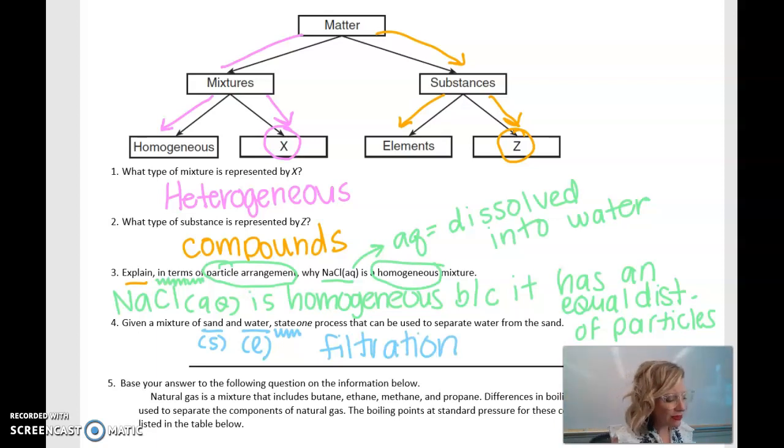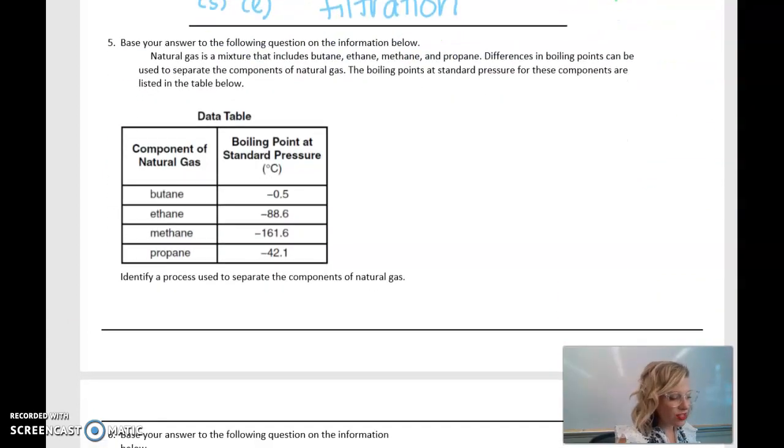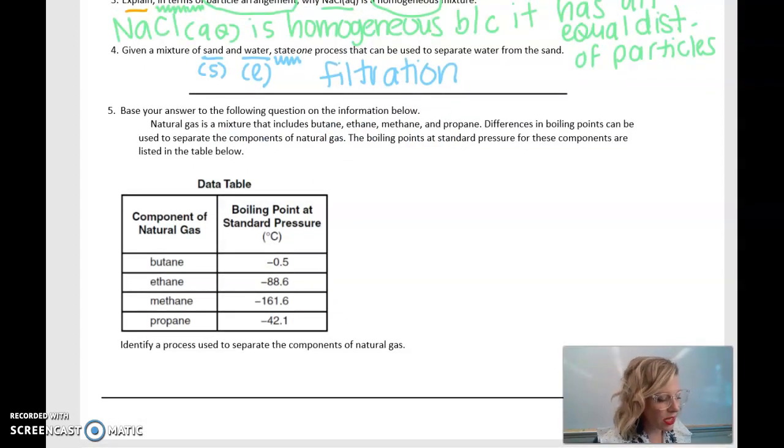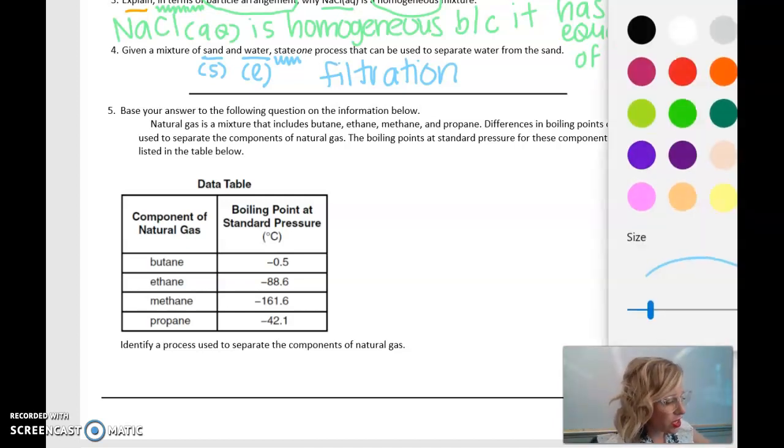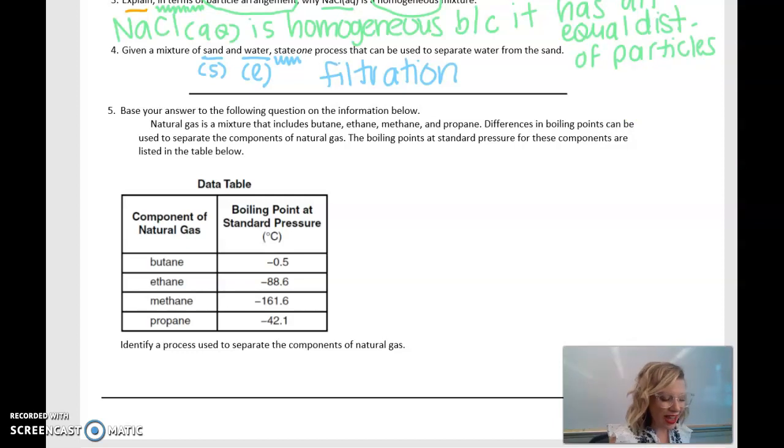Awesome. Now taking a look down, we have a new prompt of questions. So we have question 5 here. We are given a paragraph reading and then a table followed by a question. Test taking tells me, or at least I prefer, to read the question first and see what information I need before I read the whole paragraph. So let's read that question. The question states, identify a process used to separate the components of natural gas.